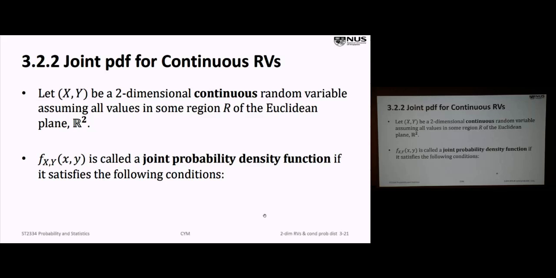Okay, so that was the case of discrete random variables, and you will see more examples in your tutorials as you get to them. Let's talk about the case where now X and Y are continuous random variables. So we let X and Y be 2-dimensional random variables. Again, that means that they're simply functions on the sample space, and basically they assume all values in some region of the Euclidean plane R2.